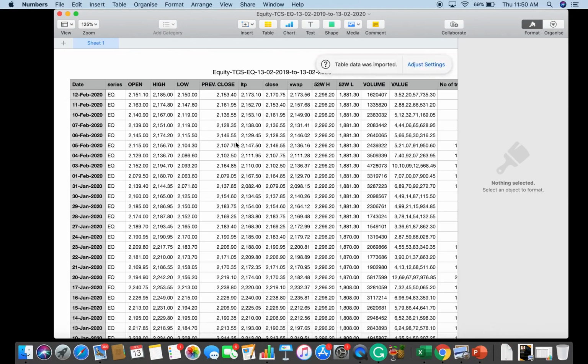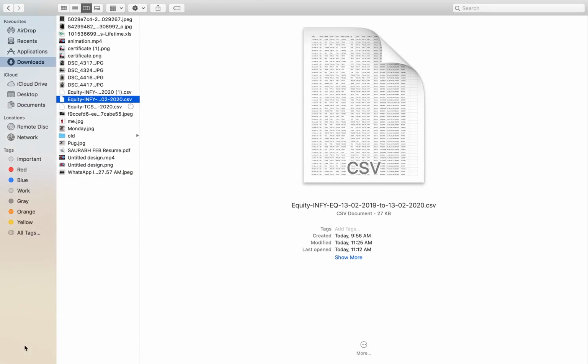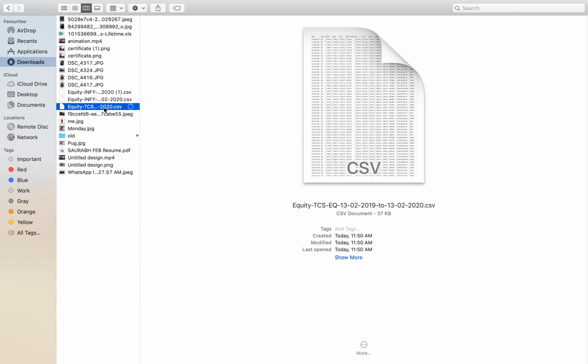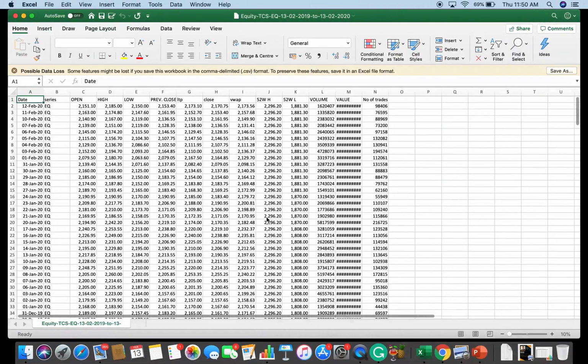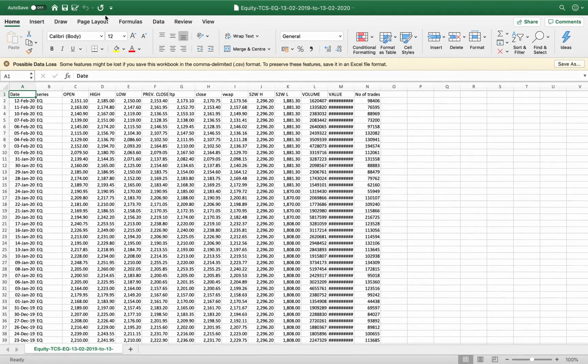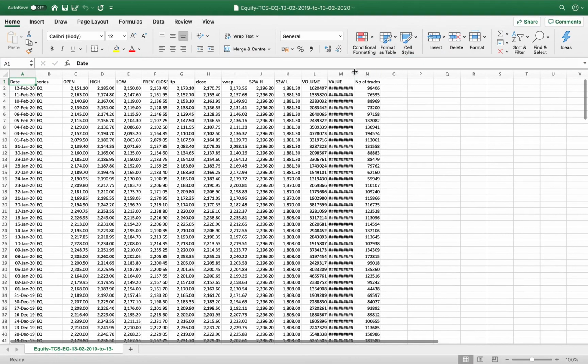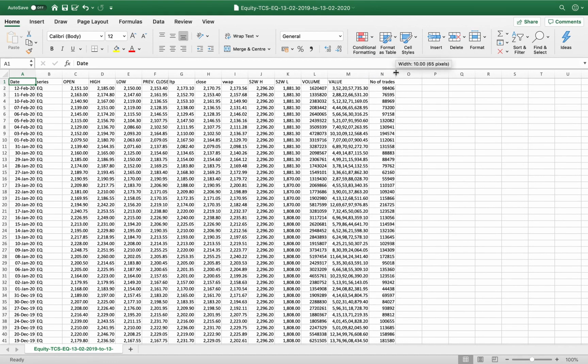So it got downloaded. Since I'm using a MacBook, it opened by default in Numbers, which is the Apple version of an Excel sheet. So here is my TCS data. What I'll do is open it with Microsoft Excel. I have also taken the subscription of Microsoft Excel because I still feel Excel is much more powerful than Numbers, and since I have been using Excel for a very long time, I would like to have it on my system, even my MacBook. So this is the TCS data you have.